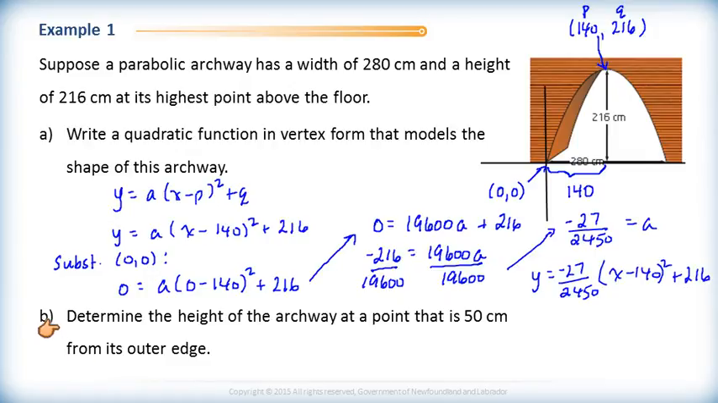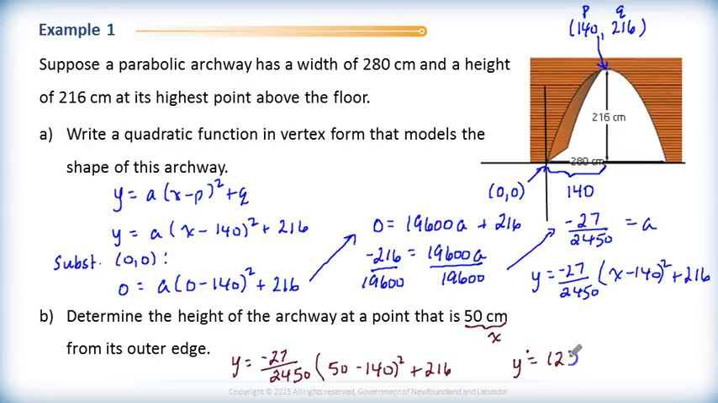Now, part B asks us to determine the height of the archway at a point that is 50 centimeters from its outer edge. So here's the outer edge, 50 centimeters from that. We're looking for the height of the archway. So 50 is a value of x. And that works out to approximately 126.7 meters high.